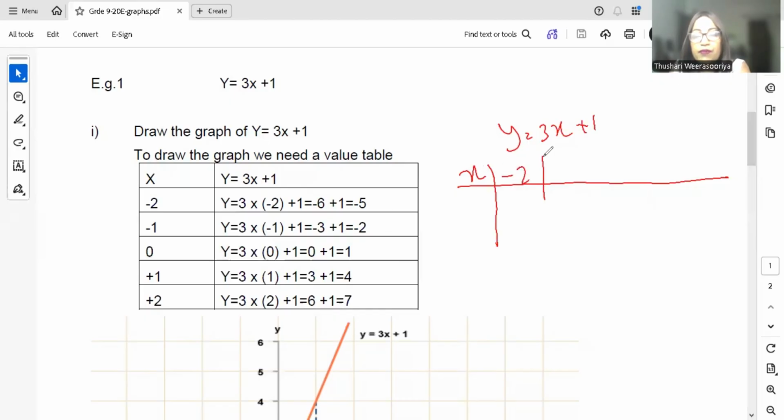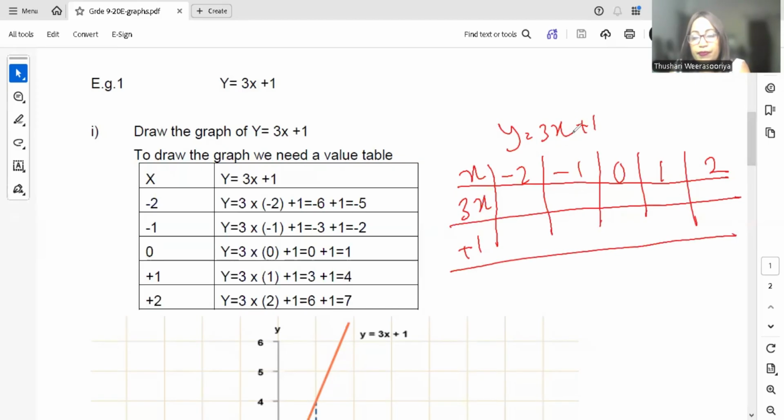We'll take x values as minus 2, minus 1, 0, 1, 2. By looking at this, we are creating this. X we took, and this is 3x. According to the question, we are taking the values from the equation. What is 3x? When x equals minus 2, 3x is minus 6. When x equals minus 1, 3x is minus 3. When x equals 0, it is 0. When x equals 1, it is 3, and then 6.